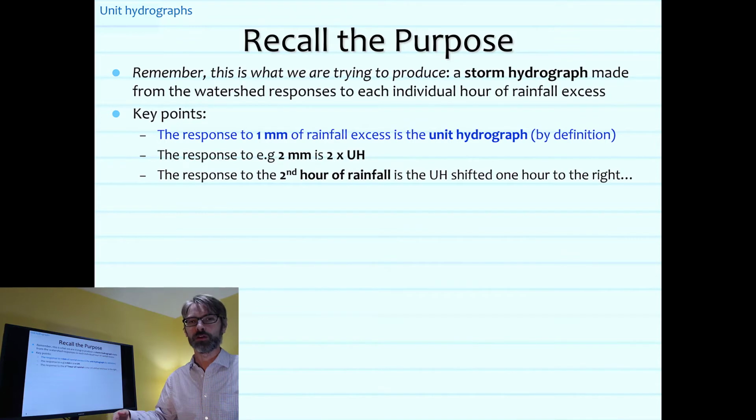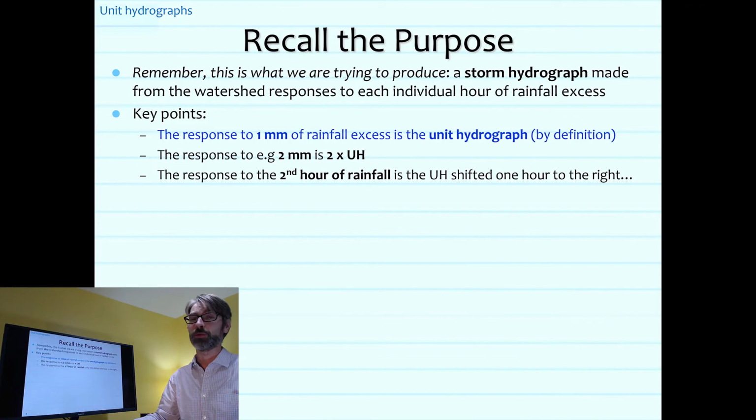Now, because there's a lot to the actual calculations, it's important to remember what our purpose is here. What we're trying to produce is a storm hydrograph made from the watershed responses to each individual hour of rainfall excess. The key points are, we know what the response to 1 millimeter of rainfall excess is. It's called the unit hydrograph. That's by definition. We also know what the response of a watershed is to 2 millimeters. It's just 2 times the height of the unit hydrograph.